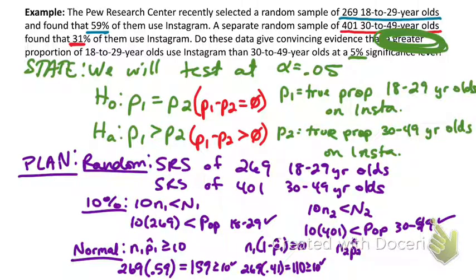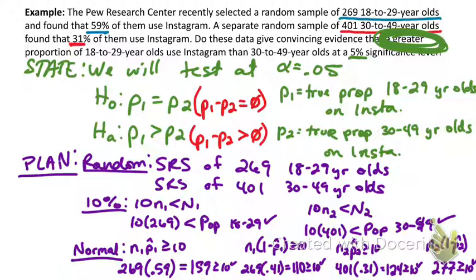N2 p hat 2 has to be greater than or equal to 10. N2 was 401. P hat 2 was 0.31. 31% of 401 is 124. Okay, that one's good. And the last one, 277. We're golden. We have ourselves a normal distribution.